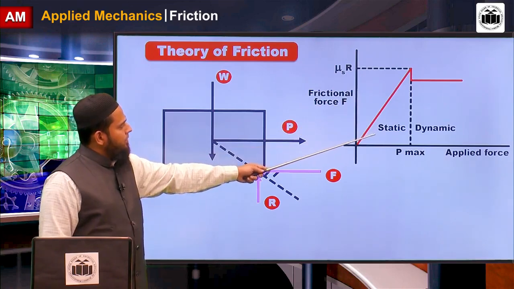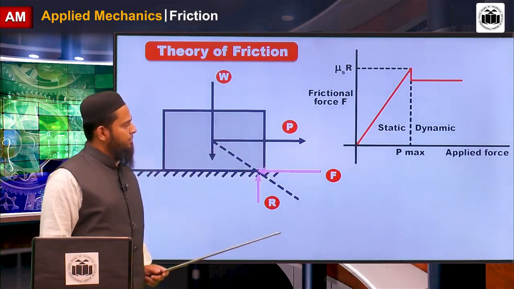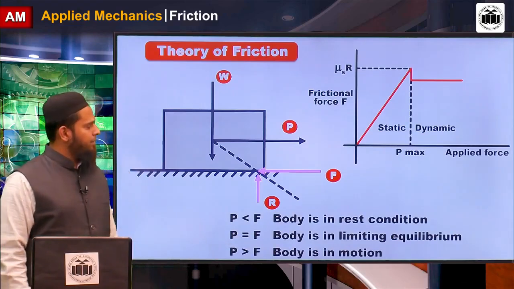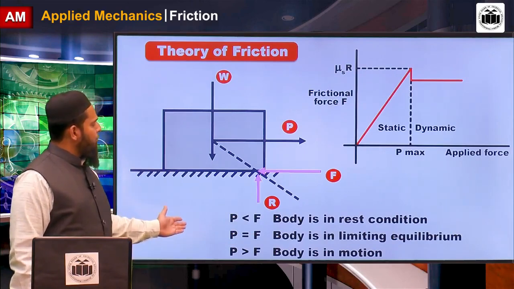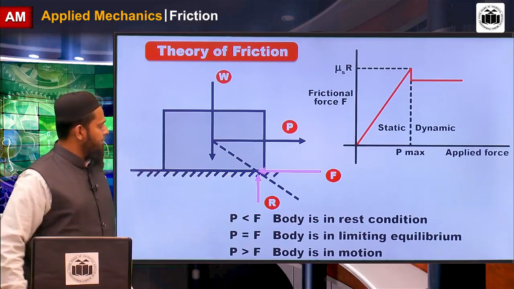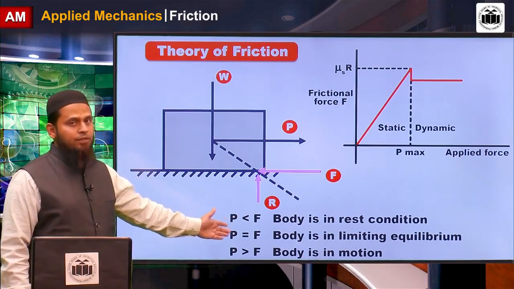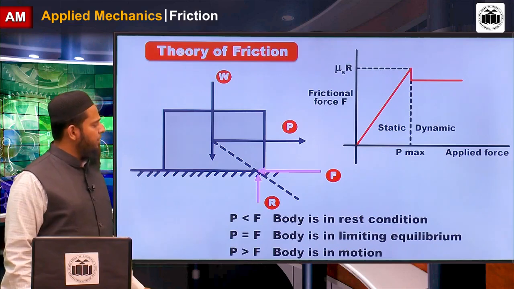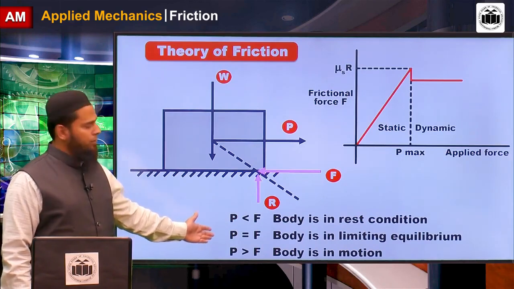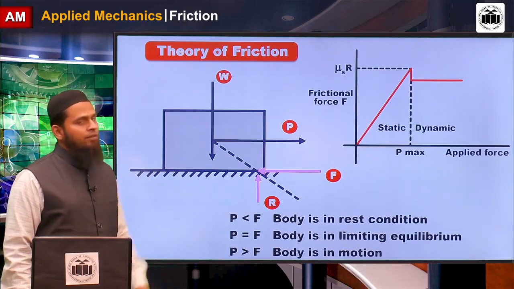Up to this is static friction, and afterwards it is dynamic friction. Now, there are three conditions of limiting friction. If pull force is less than the limiting friction, the body is in rest condition. If pull force is equal to F, meaning frictional force, the body is in limiting equilibrium. This is very important. When pull force is greater than the limiting friction, the body is in motion.